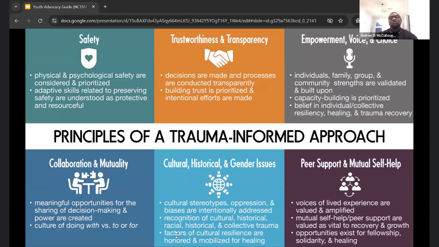Trauma-informed advocacy really fosters trust and engagement by prioritizing transparency, collaboration, and empowerment. When individuals feel safe, respected, and involved in the advocacy process, they are more likely to engage actively and positively with the support that's provided. Trauma-informed advocacy takes a holistic approach to support, to recognize the interconnectedness of mental, emotional, physical, and social well-being. This comprehensive perspective ensures that all aspects of an individual's needs are addressed, and it's also promoting more effective and sustainable recovery.